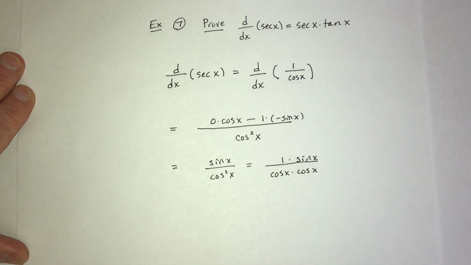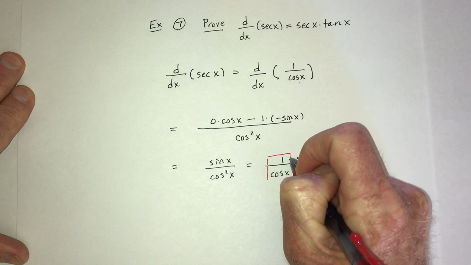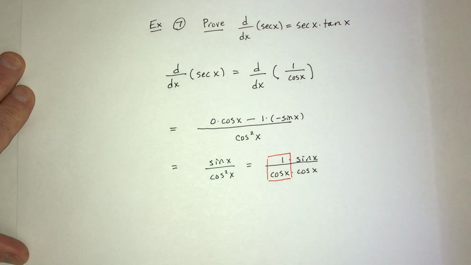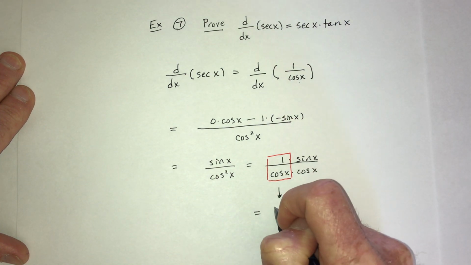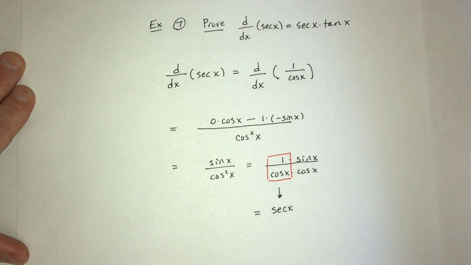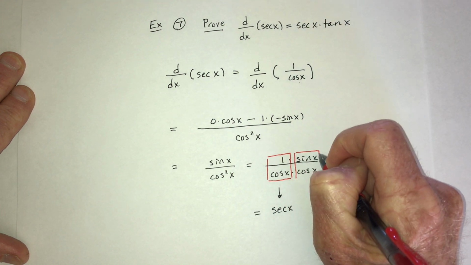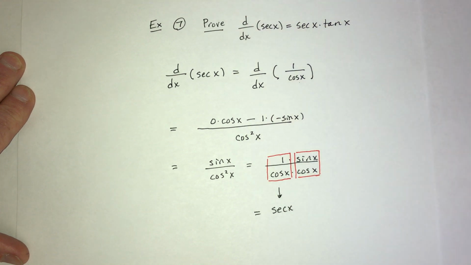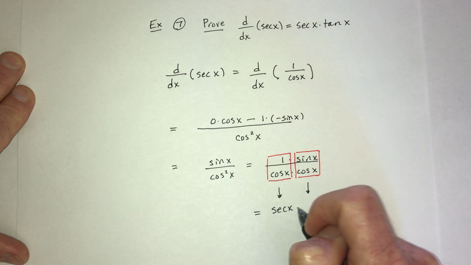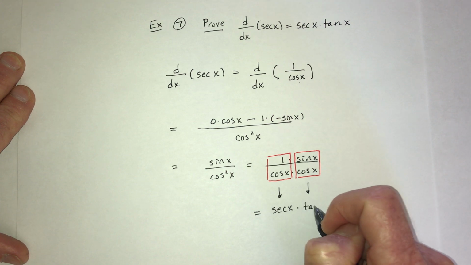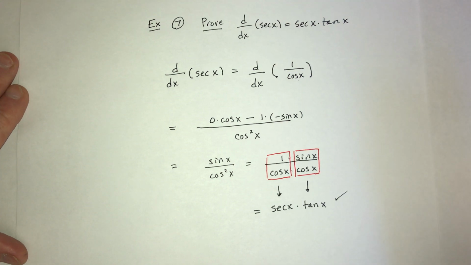All right, now look at this. This part says 1 over cosine. And 1 over cosine, that equals secant of x. And then this part says sine divided by cosine. And sine divided by cosine, as you remember from trigonometry, is equal to tangent of x. That is exactly what I was supposed to get.